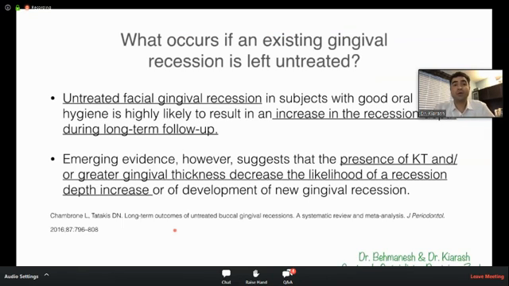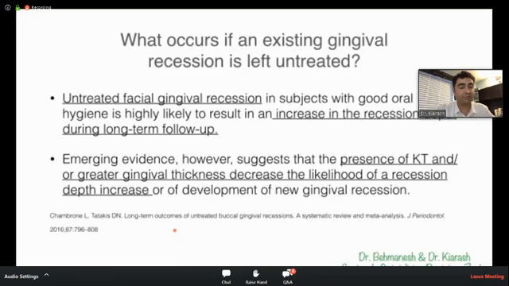So when we look at recession defects and not treating them, what does the literature show us? Untreated facial gingival recession in patients with good oral hygiene, in the long term, will show an increase in recession depth as we follow these cases. So we know, as a matter of fact, the tissue is going to gradually only get worse. If the recession has developed and it's there, even if the patient's hygiene is immaculate, the problem is going to persist.